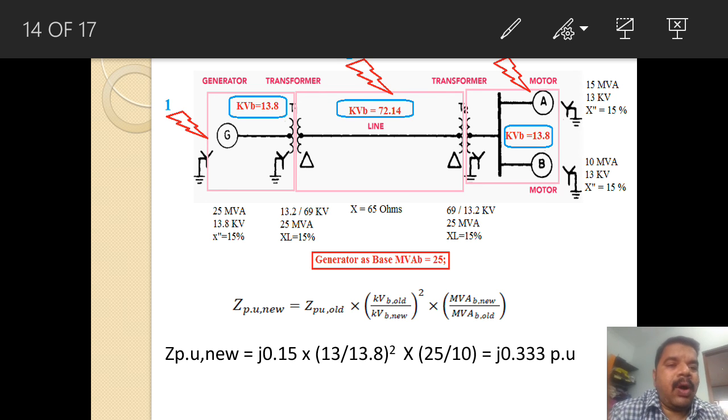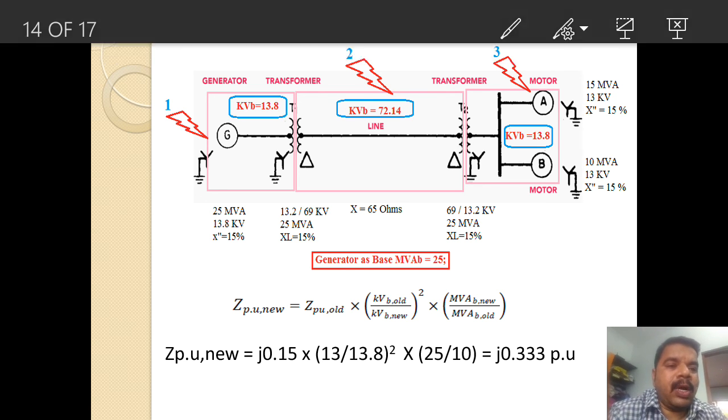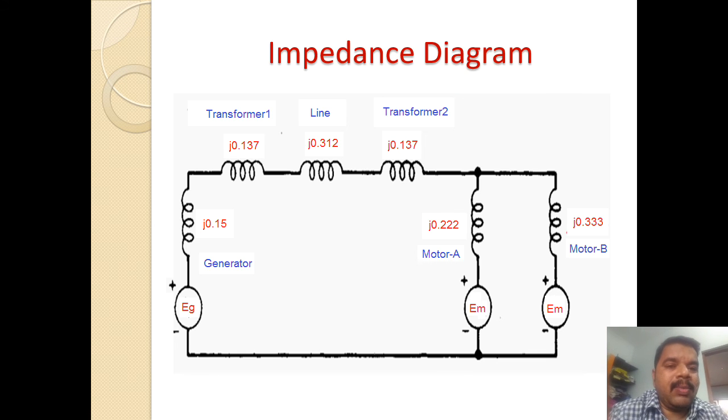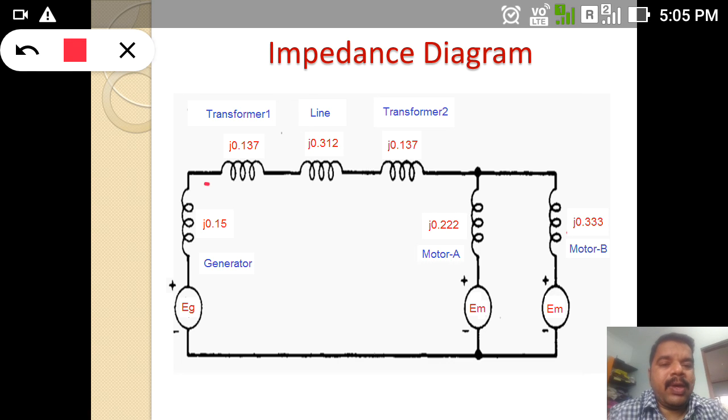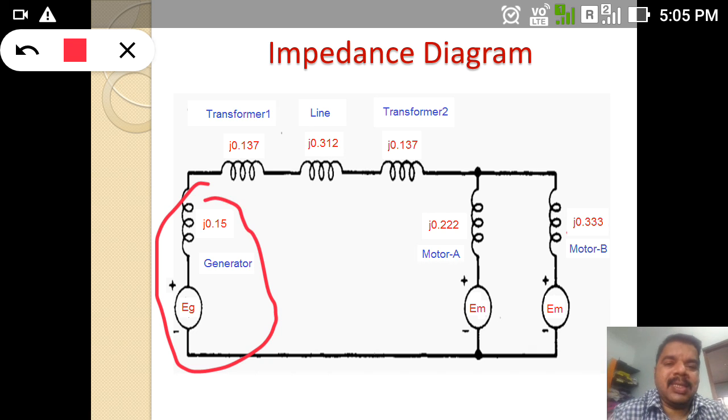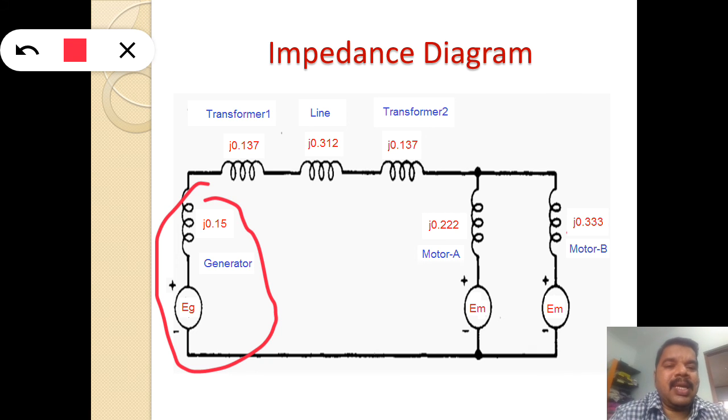All the elements will be connected in series, which means that to draw the equivalent circuit for transformer 1, transformer 2 and the line, you just have to mention each by a single reactance value. For the generator, what did we draw? For the generator, we drew this. This is the generator value. The reactance value we found from the formulas is j0.15.